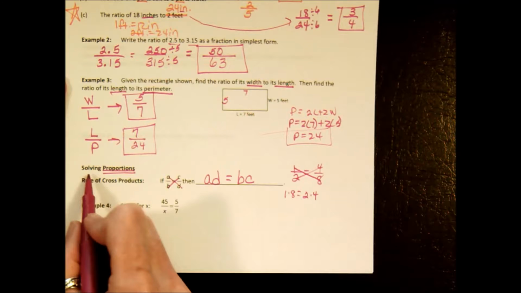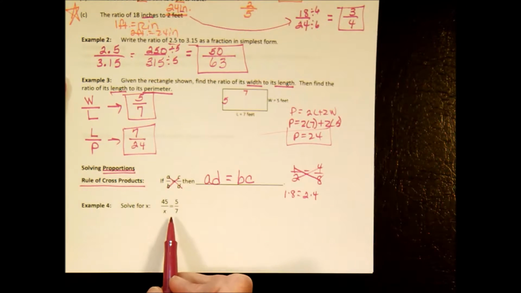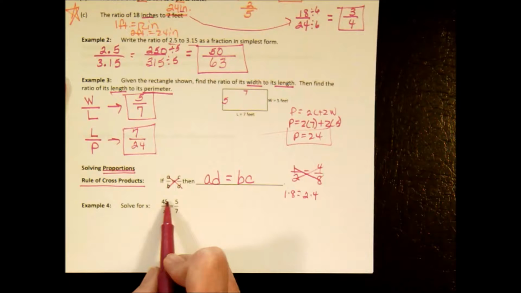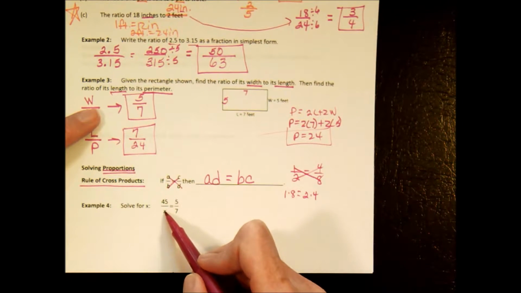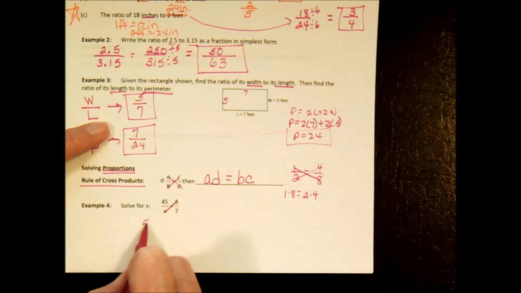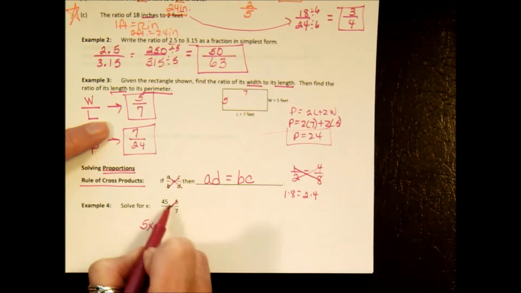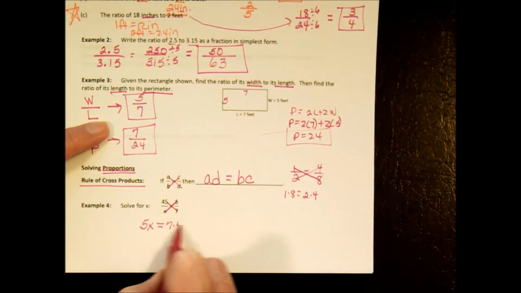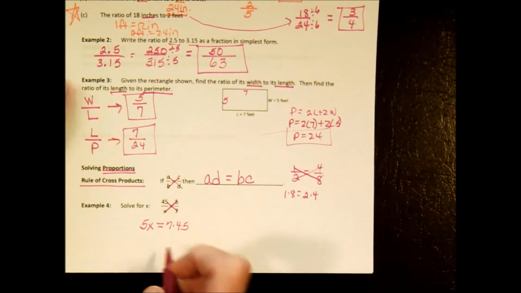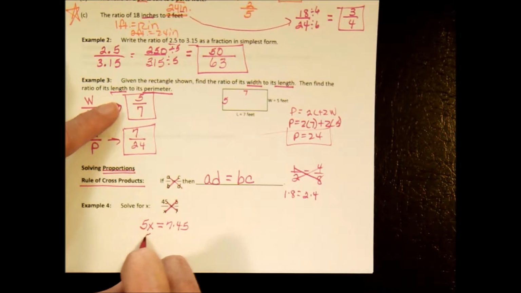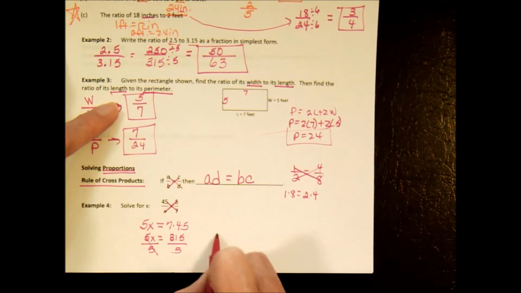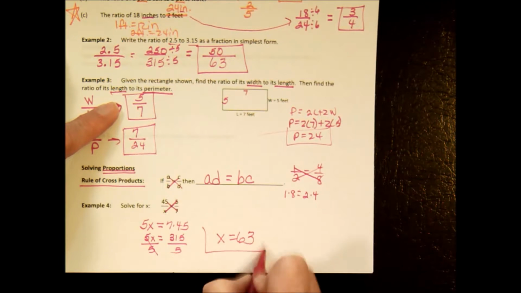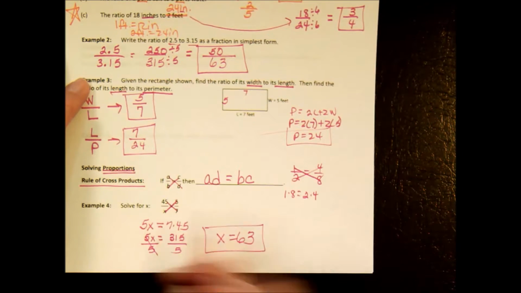So we're going to use the rule of cross products to solve this. What we're saying is 45 is to x as 5 is to 7. So we're going to use our rule of cross products. So 5 times x is equal to 7 times 45. And I know it is because I said those 2 ratios were equal. Or 5x is equal to 315. Divide both sides by 5, and I get x equals 63. And I actually solved for x in that proportion.